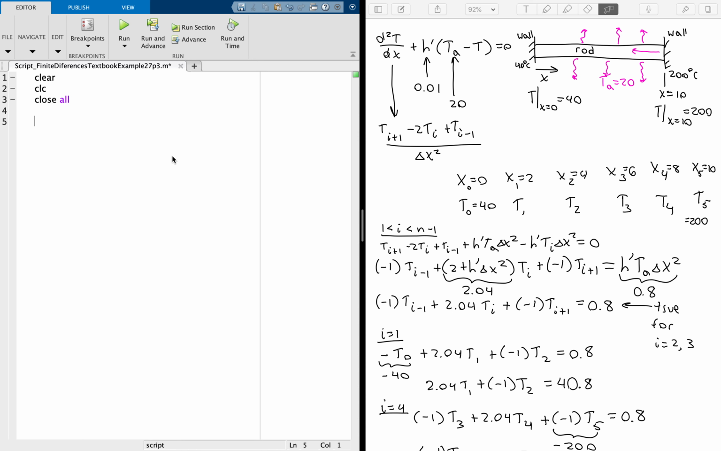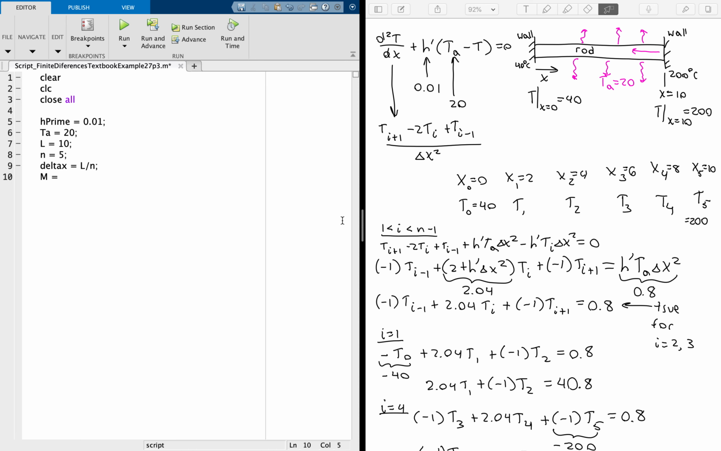So the first thing I'm going to do is define the constants. H prime equals 0.1, TA equals 20. L, the length of the rod, is 10. And let's define N, in this case, as 5. H equals, or did I call it H? I called it delta X in this problem. Let's call it delta X equals L over N.